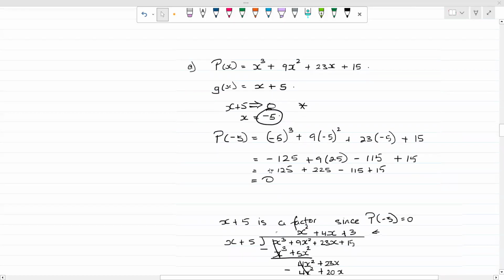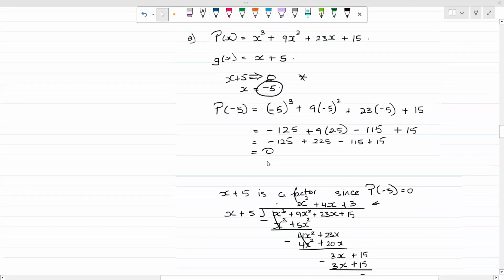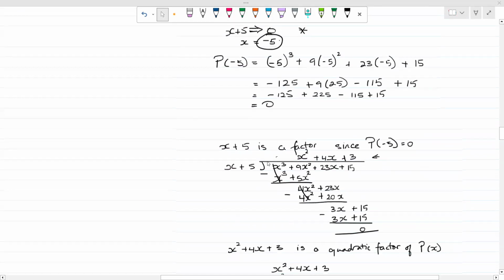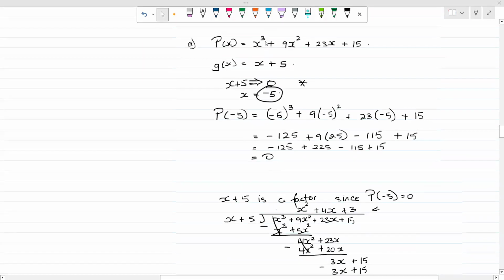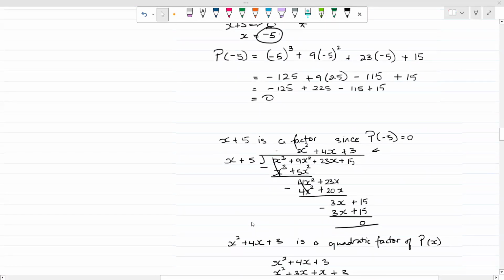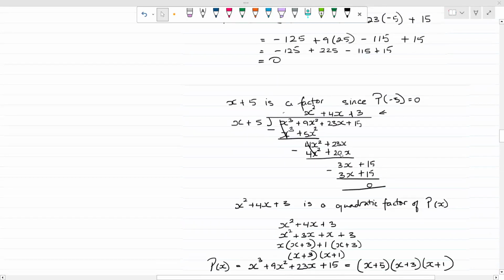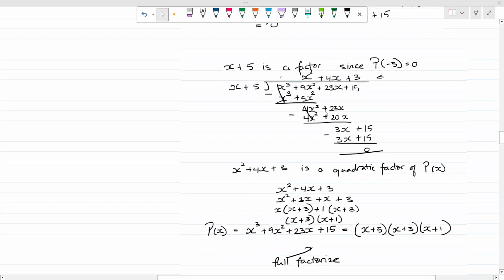So it means that x plus 5 is a factor, right? Now, to find the other factors, we're going to divide this cubic polynomial by x plus 5. Being a cubic polynomial, when divided by this monomial x plus 5, what we will get is a quadratic. Now, we need to further factor that quadratic so we could list all 3 monomials that are the factors of this x cubed plus 9x squared plus 23x plus 15.